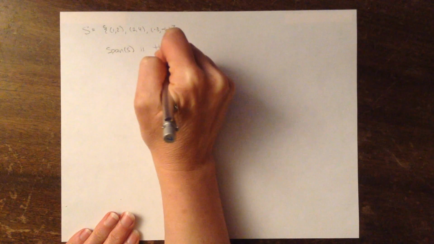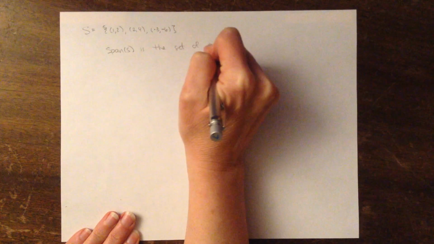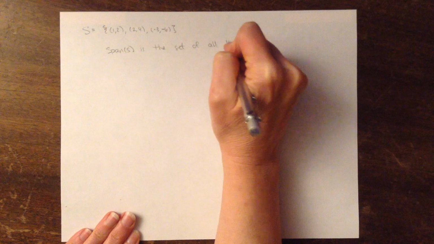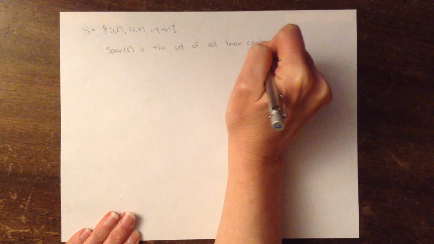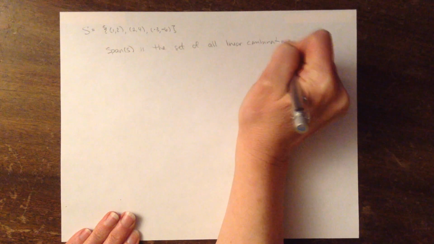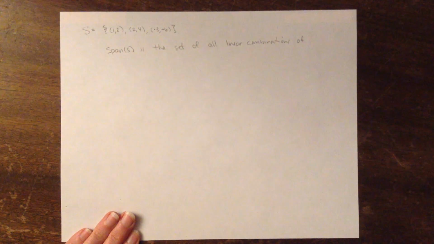Here we have a set of vectors from R2. So the set S has 3 vectors from R2 in it. And I want to talk about the span of S. The span of S is the set of all linear combinations of the elements of S.